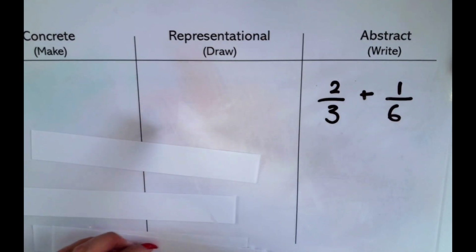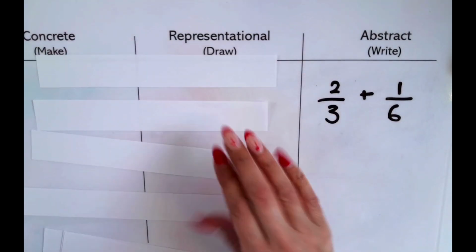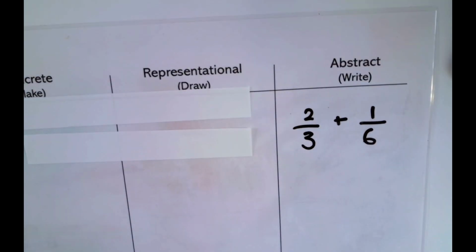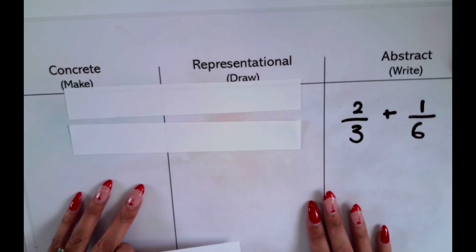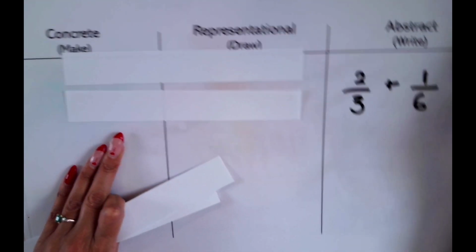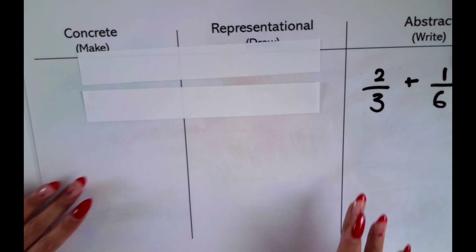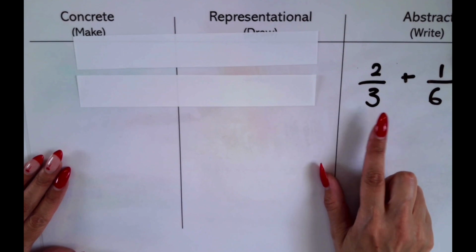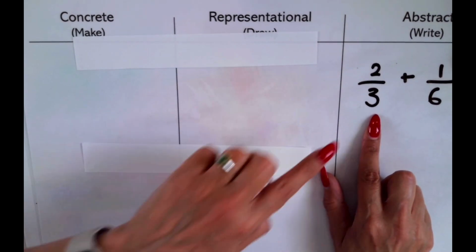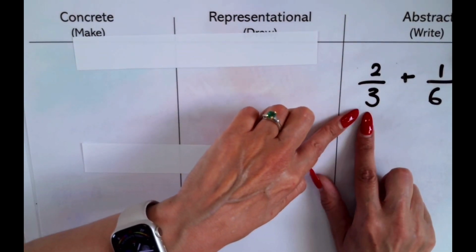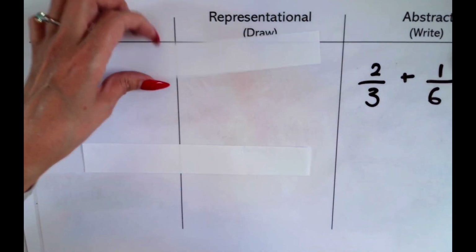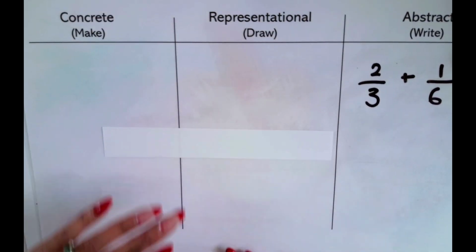So I'm going to need two paper strips here. I know that each of these paper strips are the same size, so they're going to represent my one. Each of these is one whole. So what I do is I start by folding one of the strips into thirds and showing 2/3, and one into 6ths. So I get them to start with their first one.